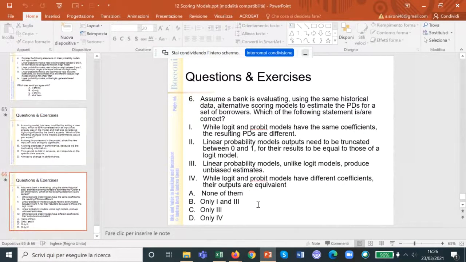Finally, last question. Assume a bank is evaluating, using the same historical data, alternative scoring models to estimate the PDs for a set of bonds. Which of the following statements is correct? While logit and probit models have the same coefficients, the resulting PDs are different. Linear probability models output need to be truncated between 0 and 1 for the results to be equal to those of the logit model. Linear probability models, unlike logit models, produce unbiased results.